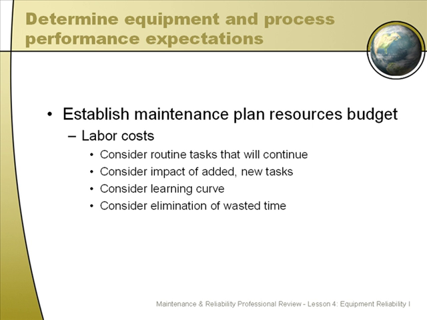Another thing we need to do is establish a maintenance plan resources budget. First, for labor costs, we need to continue routine tasks that will continue. What would those things be? Planned work, preventive maintenance, predictive maintenance, some breakdown work, training, many different things of that nature. We need to consider the impact of new added tasks.